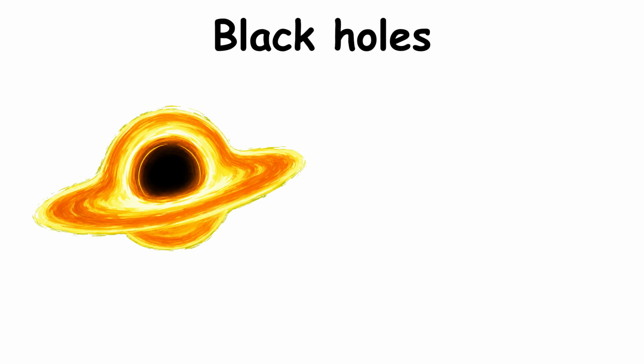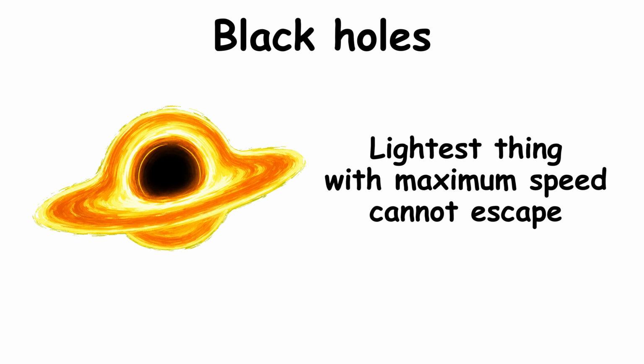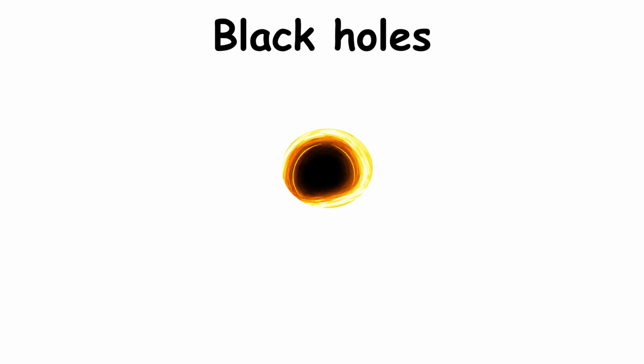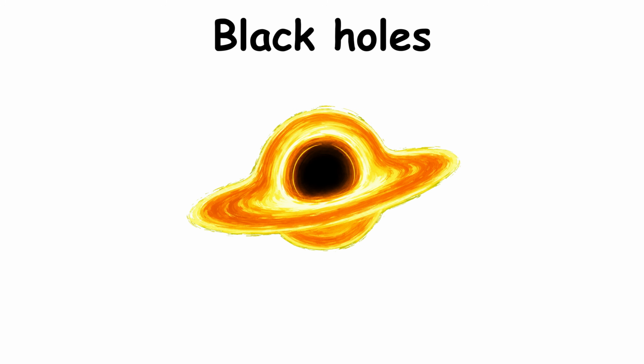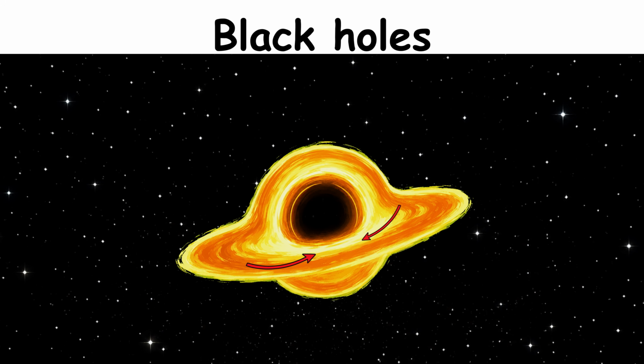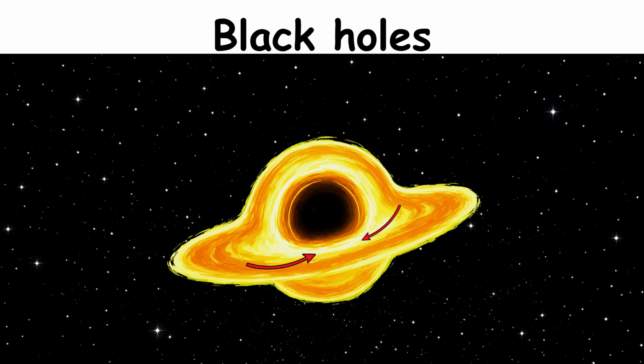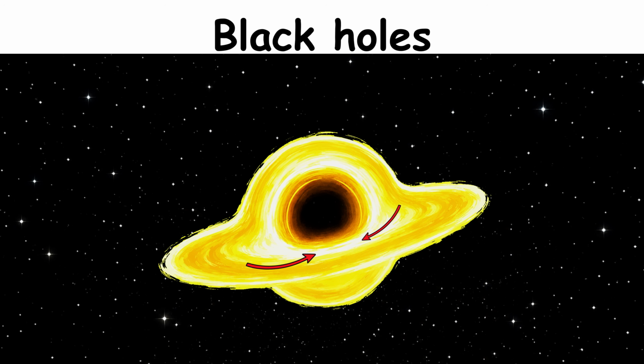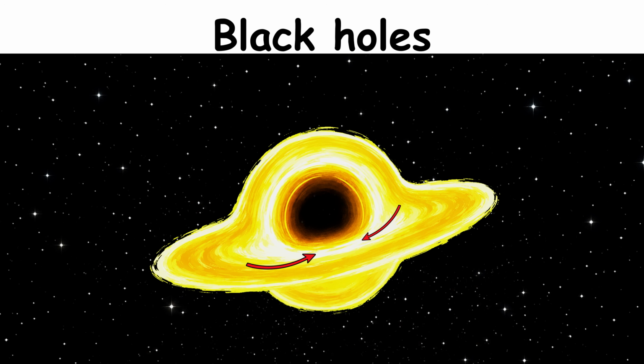Their gravity is so intense that not even light, the fastest thing in the universe, can escape. Although black holes themselves emit no light, they are often surrounded by accretion disks. These disks consist of gas, dust, and stellar material spiraling inward at enormous speeds. Friction within the disk heats the material to millions of degrees, causing it to glow intensely and making black holes visible indirectly.